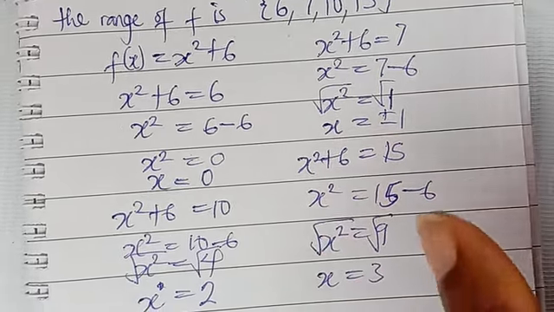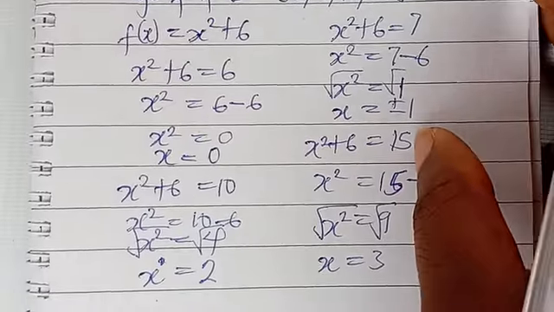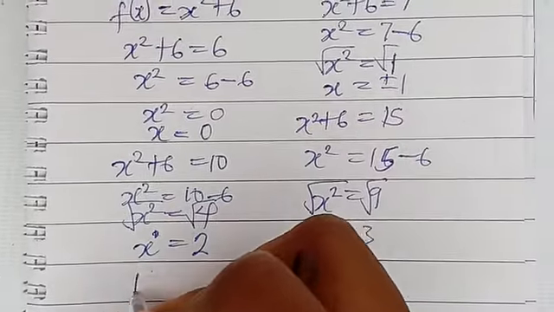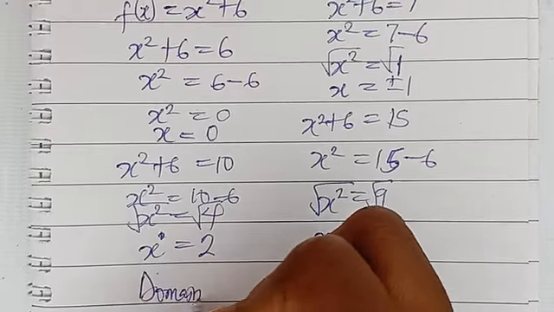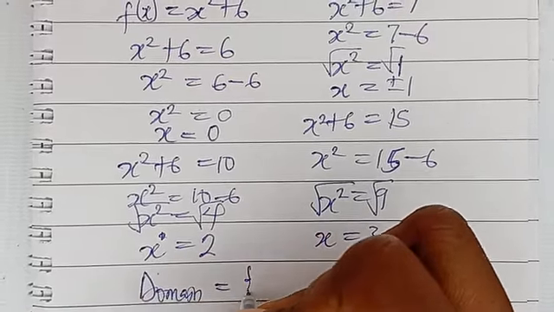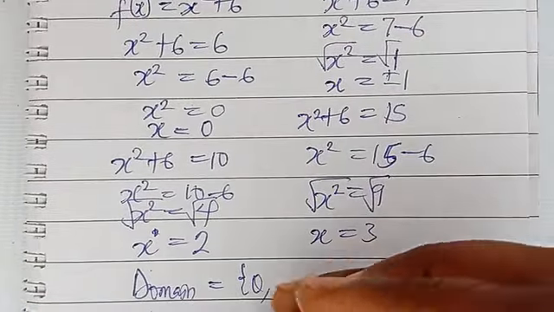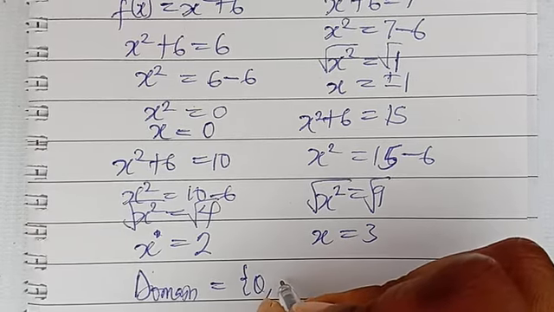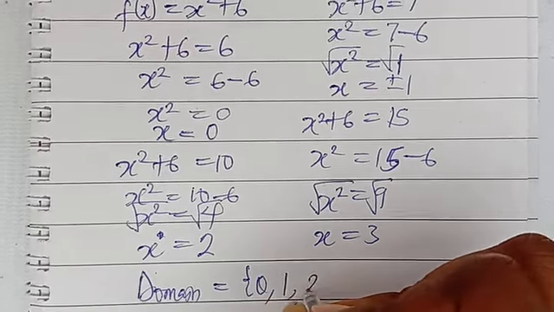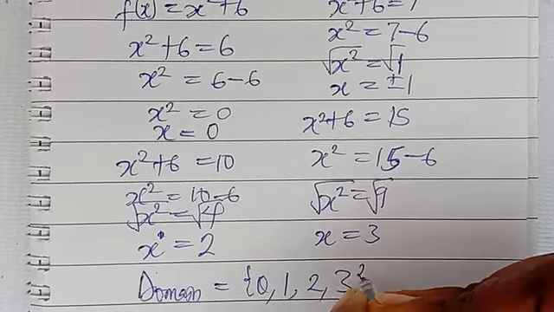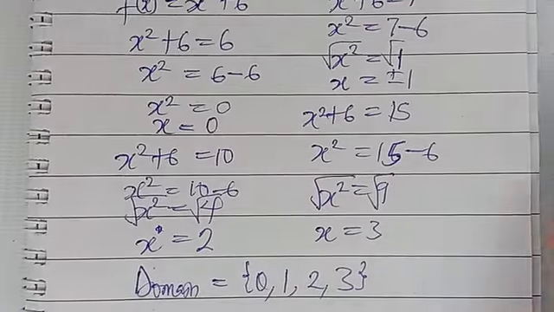Now, we were told to find the domain of the function. Therefore, the domain of the function is this set of numbers. We had 0, we had 1, we had 2, and 3. So this is the domain.